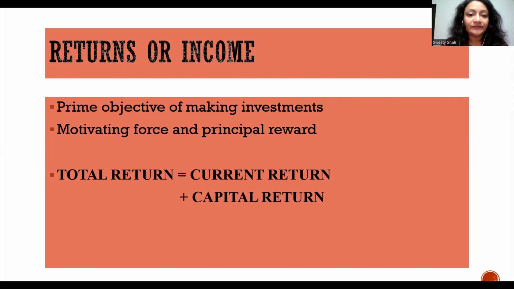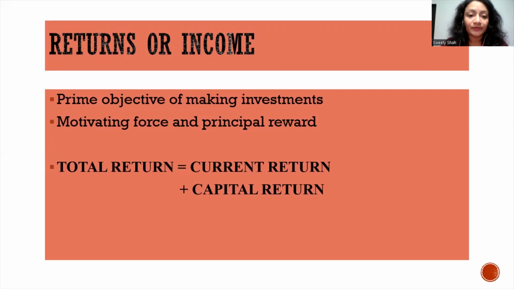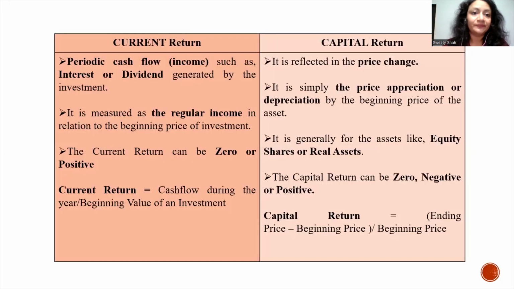So generally, when we look into the return, this return has two components: one is current return and one is capital return. So total return is equal to current return plus capital return. Current return is a periodic cash flow or income that you are generating out of your investment. It has a regular income nature. The current return would be either zero or positive.